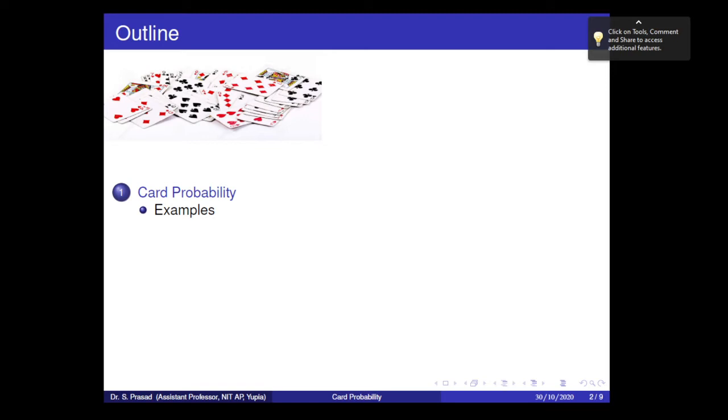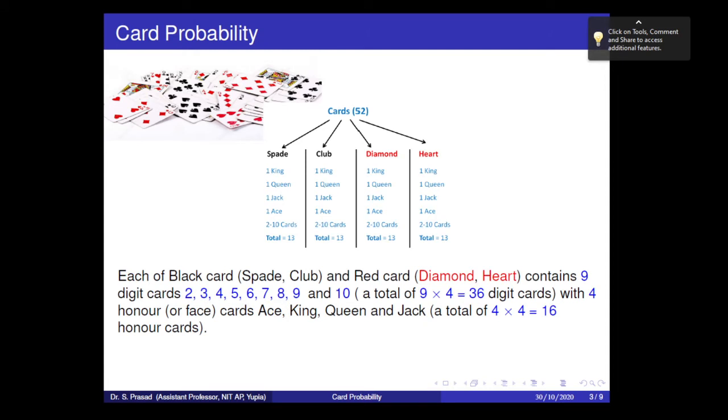Now, in this lecture, we study card probability with some examples. There are 52 cards, divided into two colors. First is black cards, and second is red cards. Black cards contain two suits, spade and club, and red cards contain two suits, diamond and hearts. Each of spade, club, diamond and hearts contains 13 cards, and the 13 cards are divided into two parts. First is the digit cards and second is the face cards.